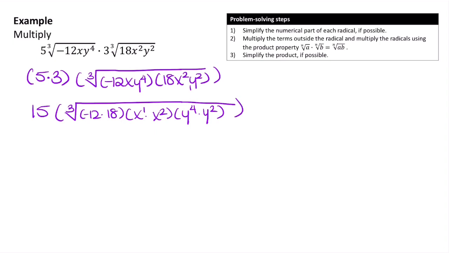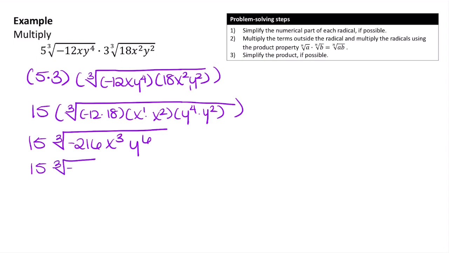Okay, so now let's work on simplifying this. So we have 15 times the cube root of negative 12 times 18 is negative 216. X to the 1 times x squared, I'm going to add the exponents and get x cubed. Y to the 4th times y squared, I add the exponents and get y to the 6th. Okay, so now let's take apart all of these terms. So we have 15 times the cube root of negative 216 times the cube root of x cubed and the cube root of y to the 6th.